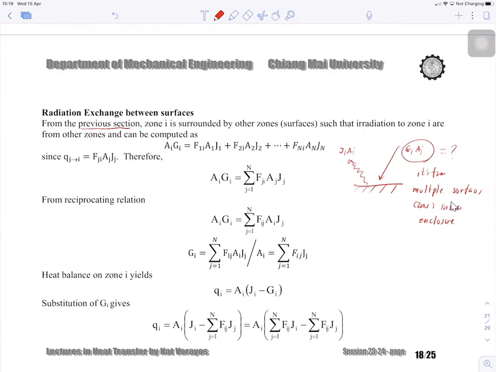In that case, AIGI is going to be the summation of radiosity from some other surfaces, but reaching surface I.